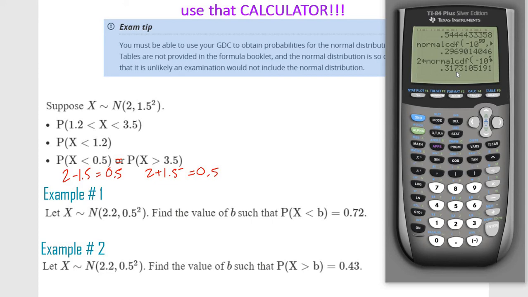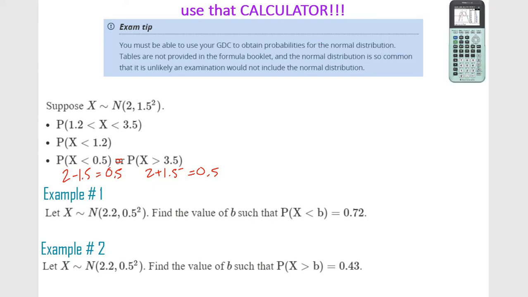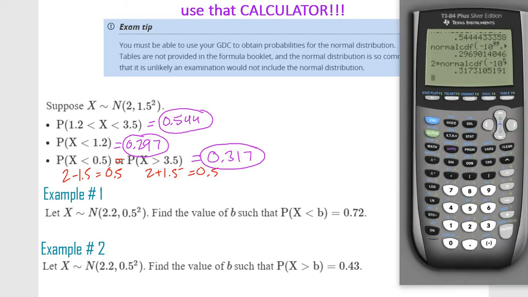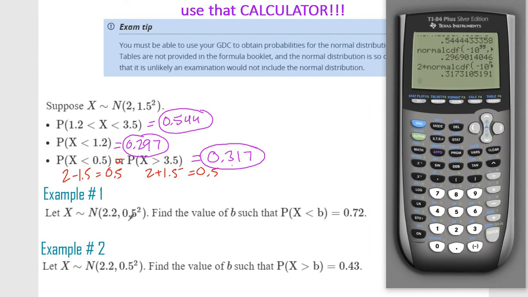Okay, so then you want to go ahead and write those in. So let's see, this answer was 0.544. This answer is 0.297. We're going to 3 sig figs. Didn't mean to erase the 0 there. And then this one is 0.317. All right, so now let's continue with doing these probabilities.